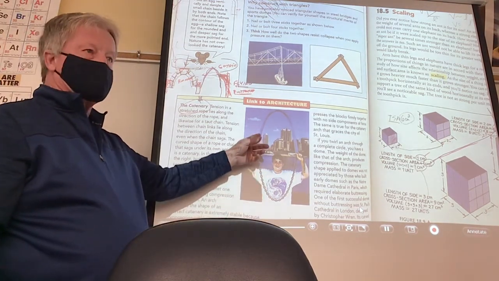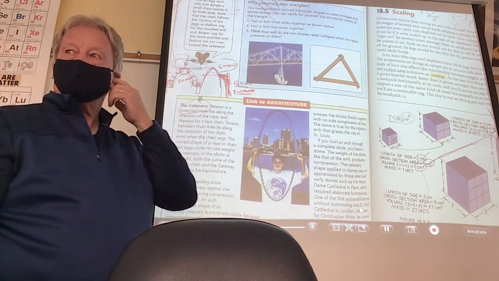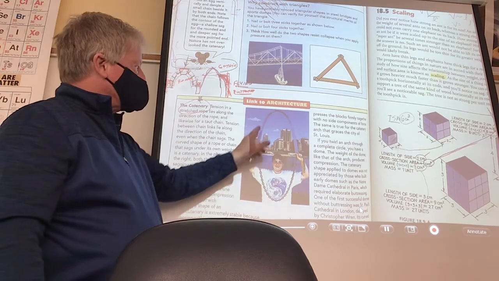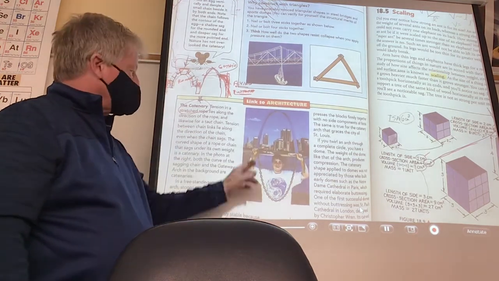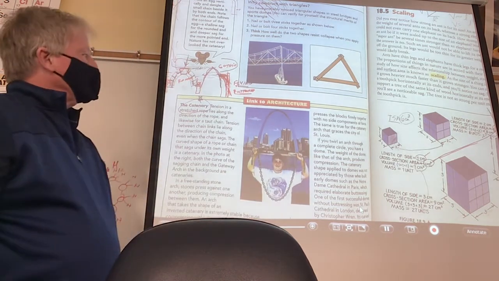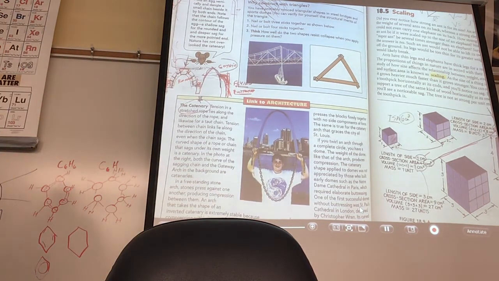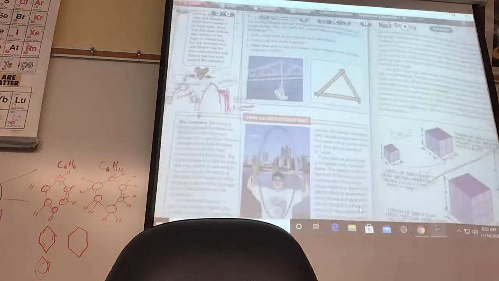Does everybody know this is St. Louis? If you go to St. Louis, that's the St. Louis Arch. Have you seen that before? Okay, this happens to be a catenary arch, and that's why this is symmetric to that right there. See that? So there's the catenary. Now, let me show you something I think you'll enjoy.